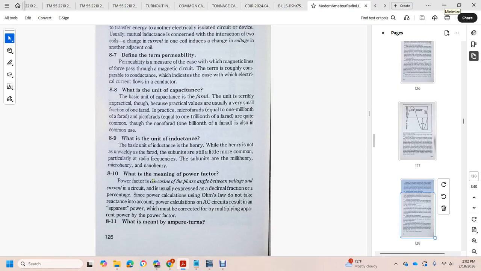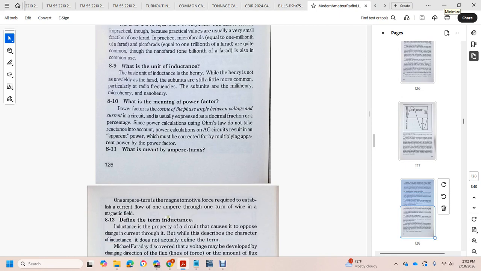The meaning of power factor is concerned with the phase angle between the voltage and current in a circuit. It is usually expressed as a decimal fraction or a percentage. Ohm's law does not take reactance into account in power calculation. In AC circuits, the result is the apparent power, which must be corrected by multiplying the apparent power by the power factor.